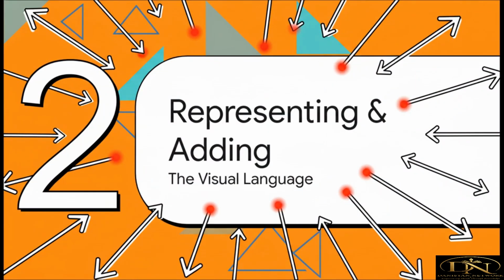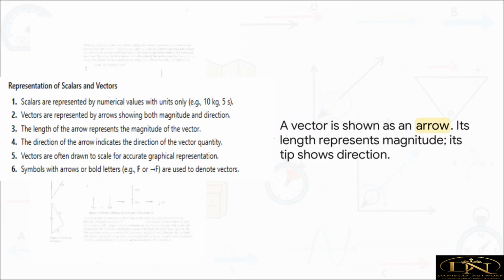So now that we know what they are, let's talk about the visual language we use to actually work with them. So, how do you draw one? Well, the standard way is with a simple arrow. The length of that arrow tells you its magnitude, how big the force or velocity is, and the arrowhead, of course, shows us which way it's going. It's a simple idea, but it's an incredibly powerful visual tool.